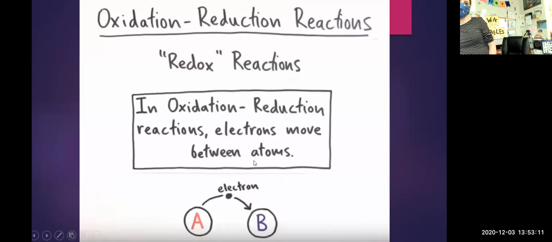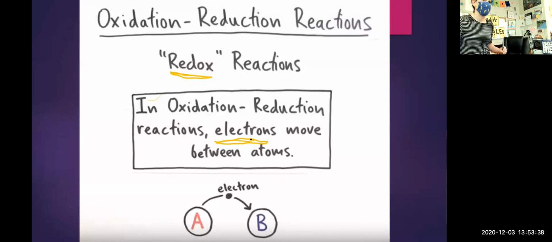Okay, so oxidation reduction reaction. Your first blank is the word redox. So what you're filling in on your notes is that redox part. Okay, in oxidation reduction reactions, your next blank is electrons. The next blank that you're supposed to fill out is the word electrons.